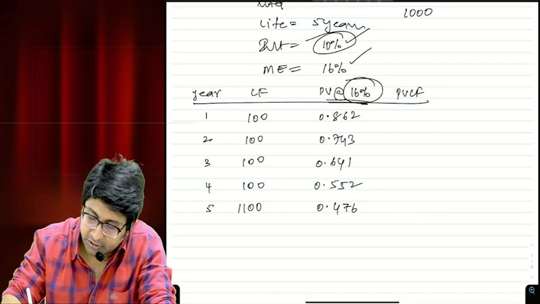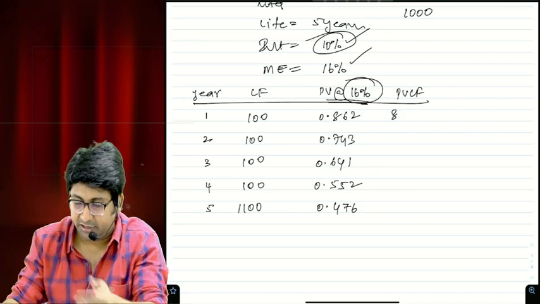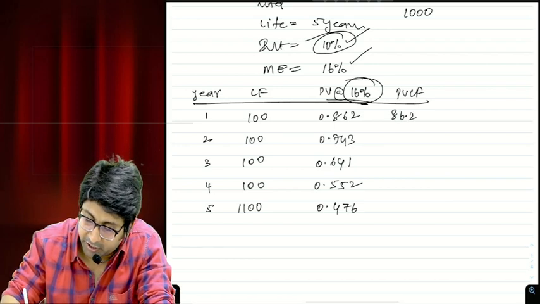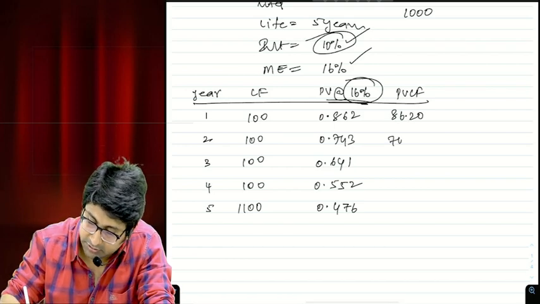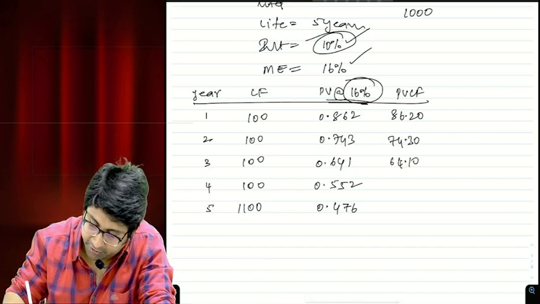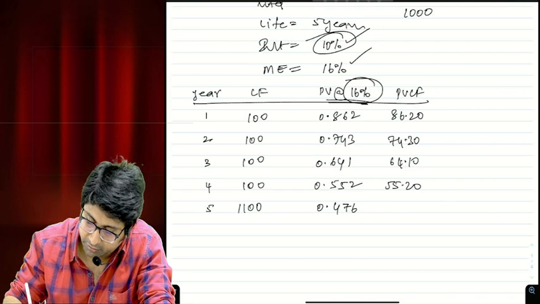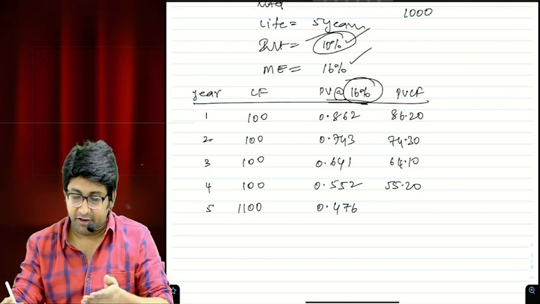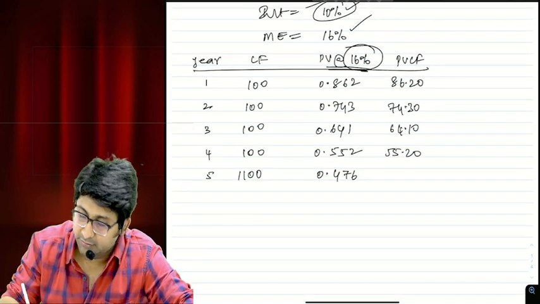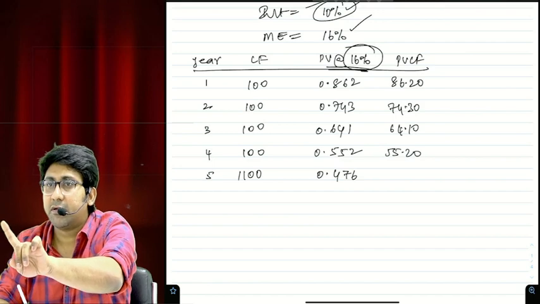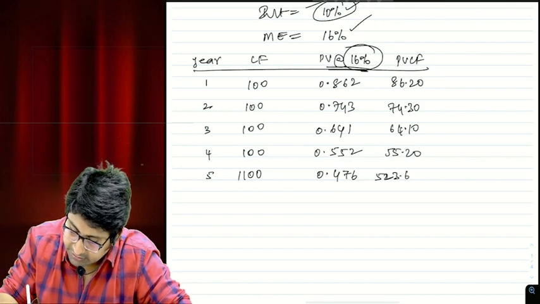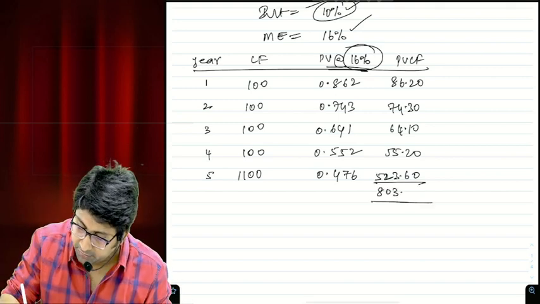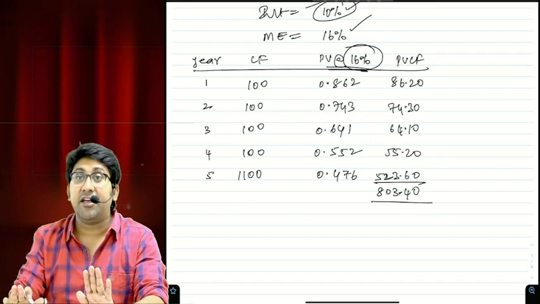0.476. Okay, so I can write this as, sorry, this is 100. Tell me. 86.2, 74.3, 64.1, 55.2, 47.6. And 1100 into 0.476 is 523.6. Okay? Please total. 803.4. This is the value of the bond.